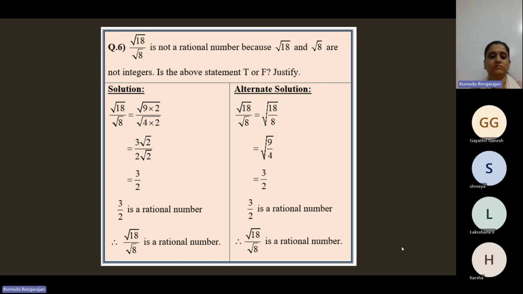Yeah, please write down. You can do it. I'll just explain what is here. You can write any one of the two methods.